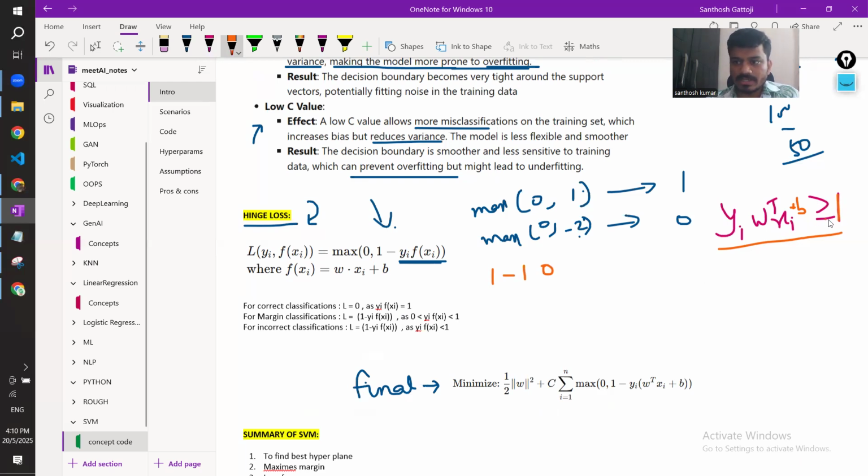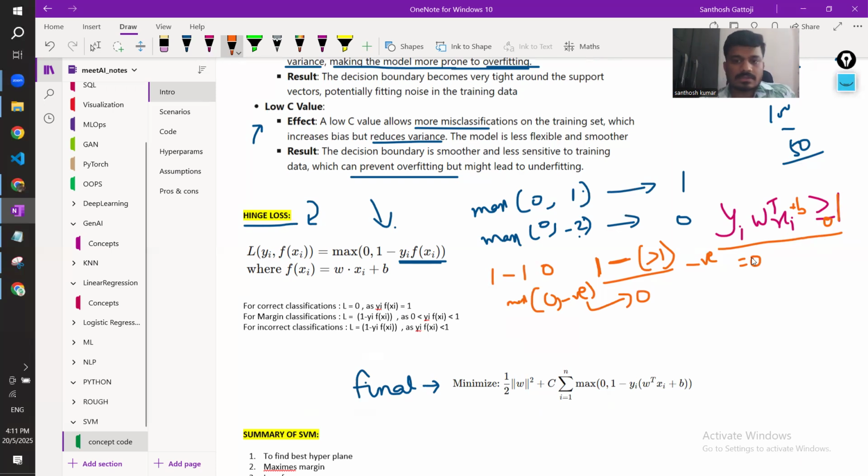Now for other points, the value will be greater than 1. So 1 minus something greater than 1 gives a negative value. Then what is the maximum of 0 comma a negative value? It is 0. So we just proved that for all perfectly classified points, including support vectors, this loss will be 0. Clear or not? If not clear, tell me, I'll explain again.